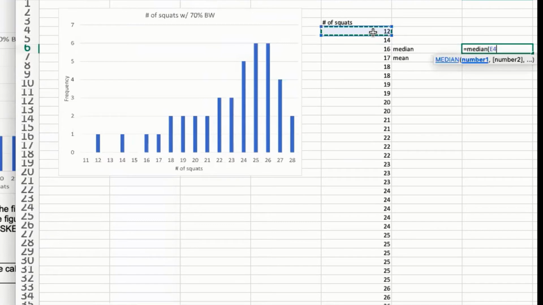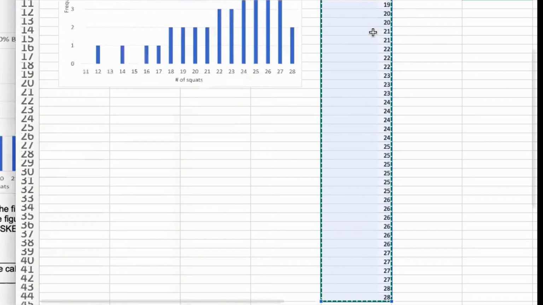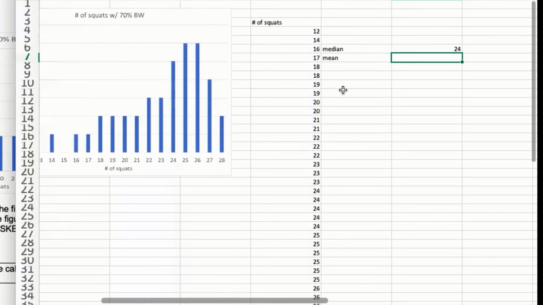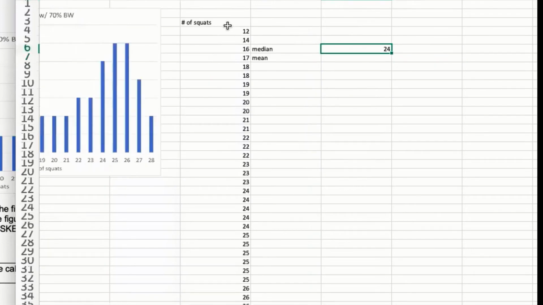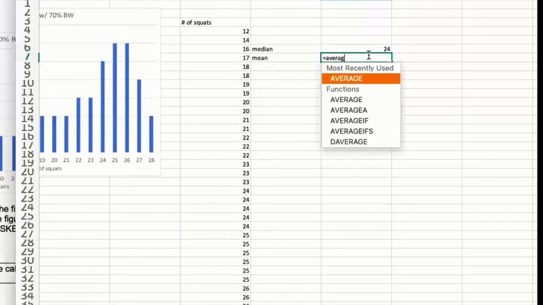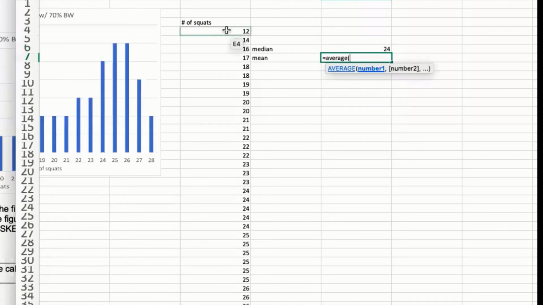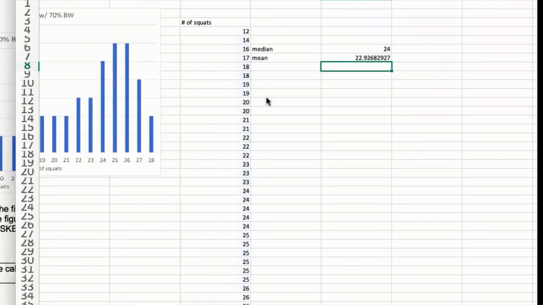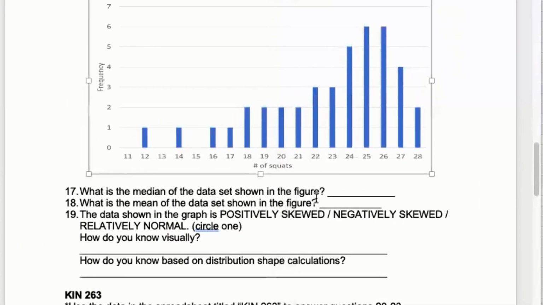To get the median, we do equals median, and we can put in our data. I'll slide this over just a little bit so you can see. For the mean, it's average, and the range of data. And that would give us the mean. I want to change this to 2 decimal places just so I'm not bothered by it, and then move stuff around.